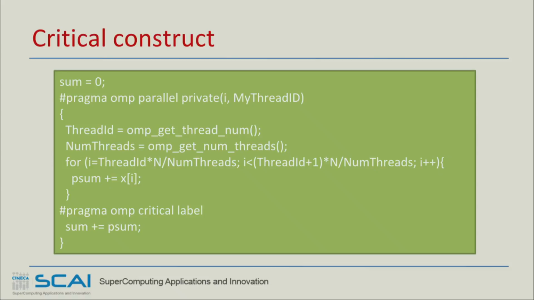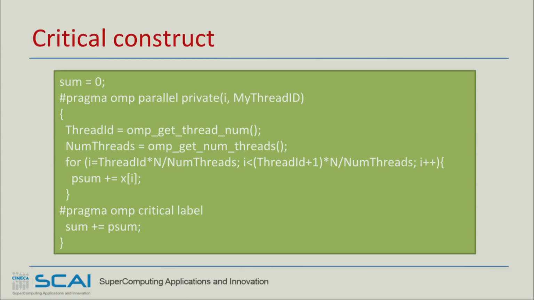PSUM is private. No, in this case, it's not private, looking only at this snippet of code. So you have a race condition. What if both are writing on PSUM? You may miss an increment. But here, you have the contribution only coming from one part of the loop.